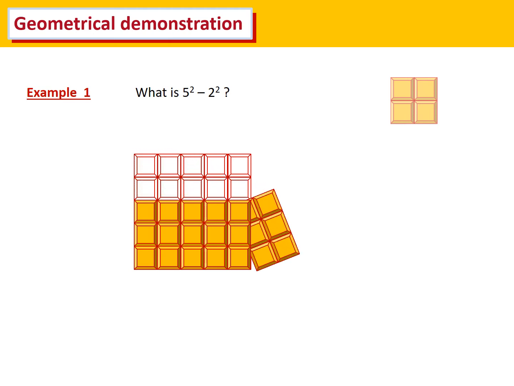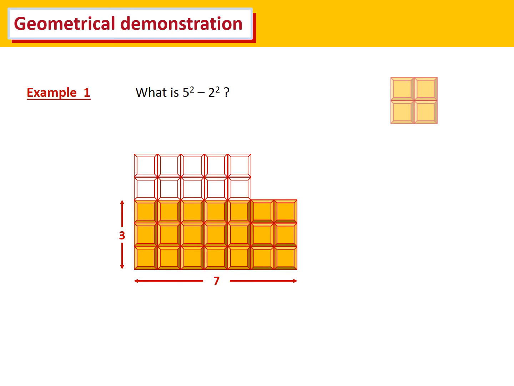If we take that block in the top corner and move it down to the bottom corner, we can rearrange those same squares into a rectangle. What's the size of the rectangle? Well, whatever the size of the rectangle is, it must be the same as 5 squared minus 2 squared. Well, it's a 3 by 7 rectangle.